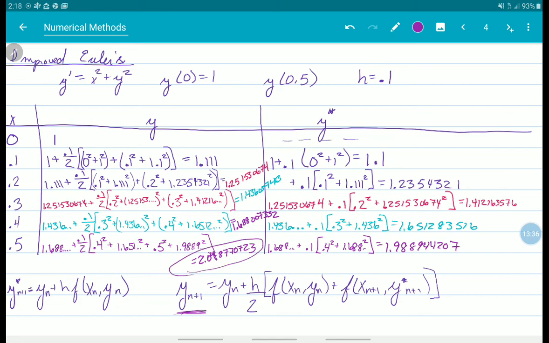So that's using the improved Euler method, solving it by hand. Good times, right? So as you can see, if we can use technology to help us do this, it's going to make our lives so much easier.